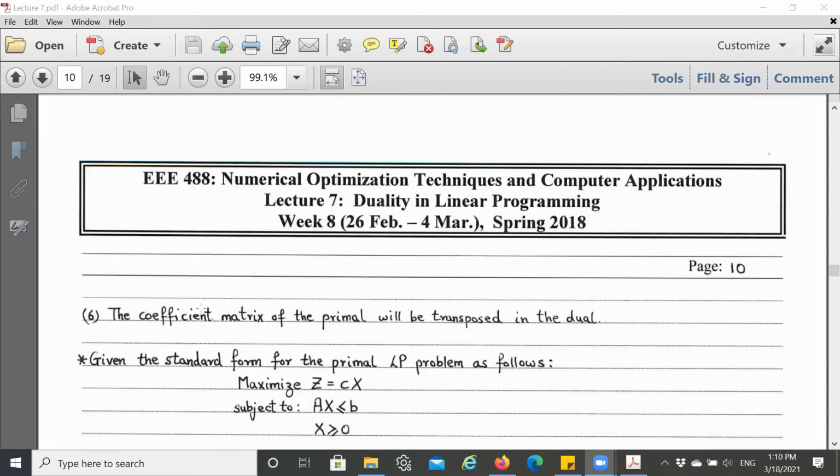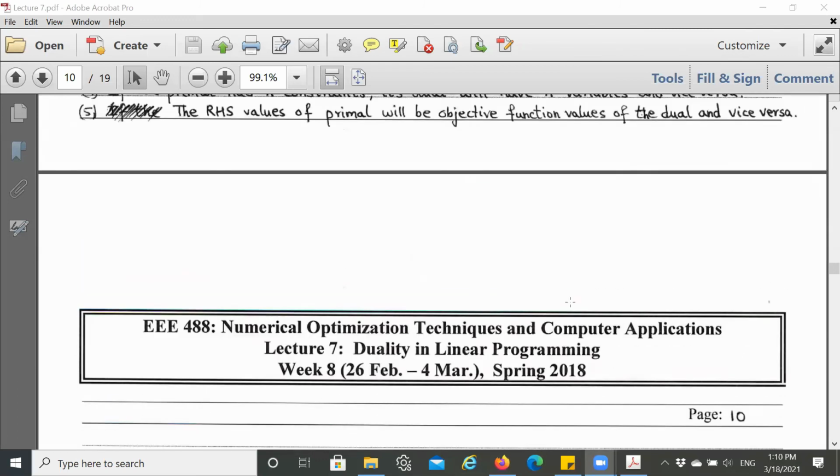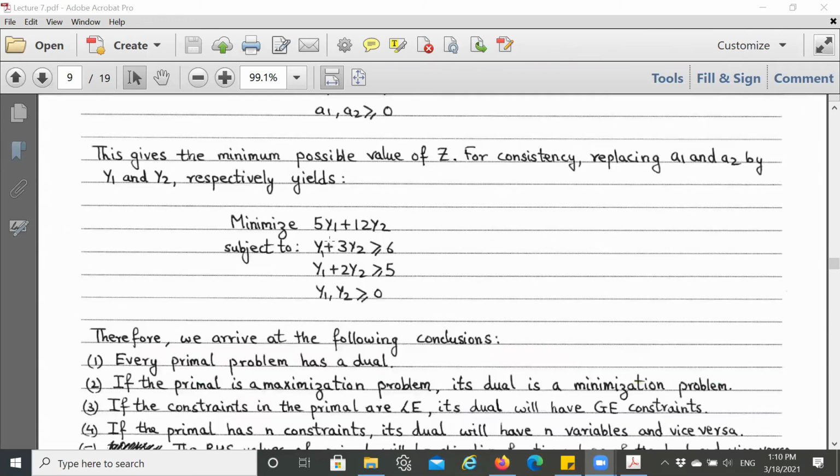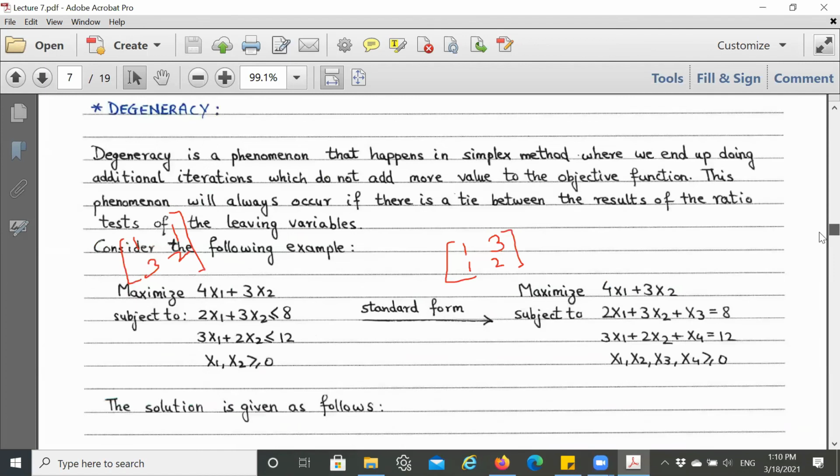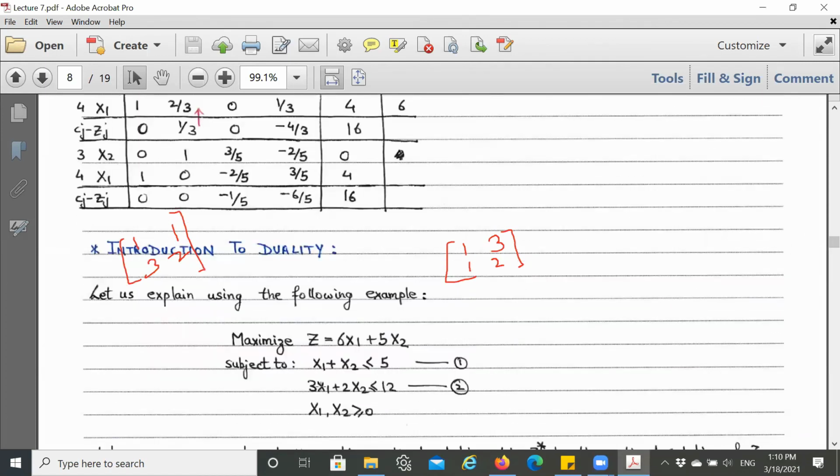There's one more: the coefficient matrix of the primal will be the transpose of the dual's. The coefficient matrix of this one is 1, 3, 1, 2. So in the primal, it should have been 1, 1, 3, 2. Am I right? Let's take a look. Here: 1, 1, 3, 2. So I'm right. The coefficient matrices are transposes of each other.